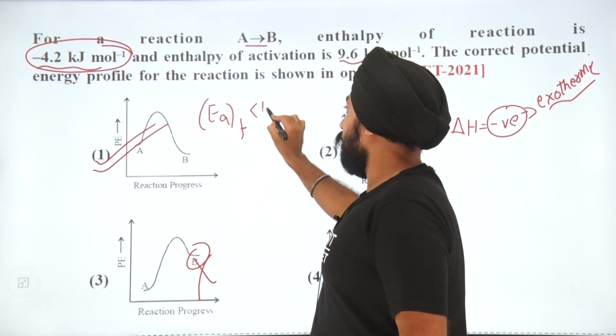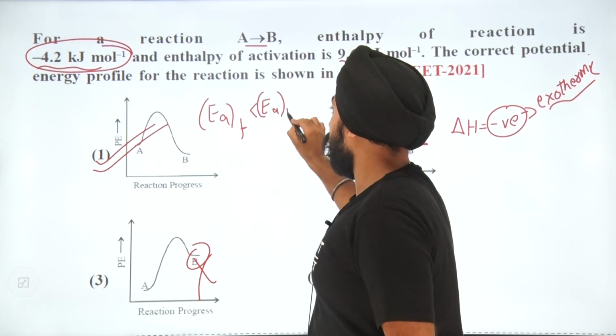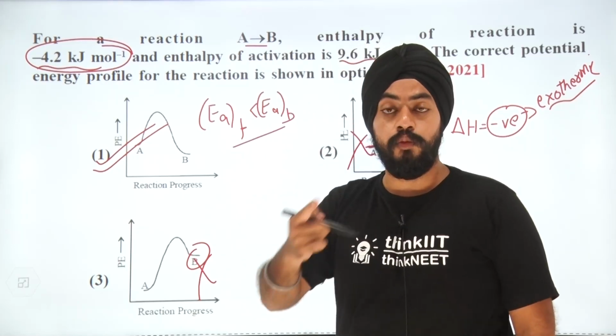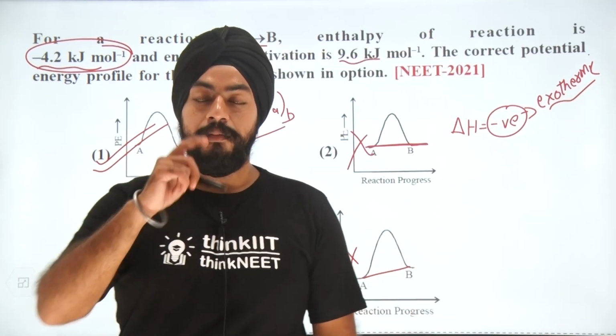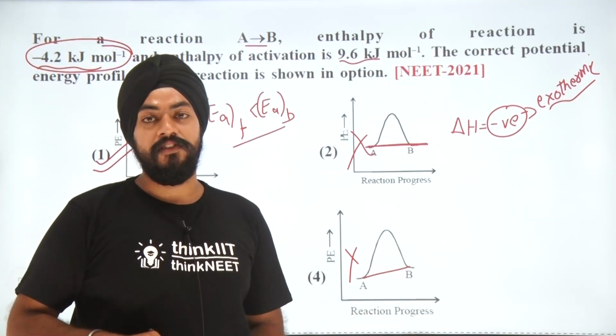EA forward is less than EA backward. So if EA forward is less than EA backward, the final answer comes out to be a negative value, students. So directly you can give the answer, that is option number 1. And I hope you understood the concept. Thank you.